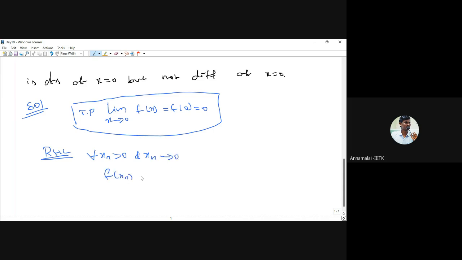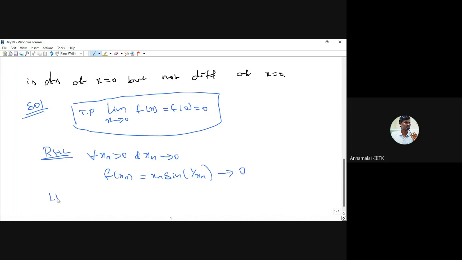Since f of xn is defined to be xn into sine of 1 by xn, and we know that this goes to 0 because sine of 1 by xn is bounded by 1 and xn converges to 0, therefore this sequence converges to 0. So therefore the right hand limit is 0.